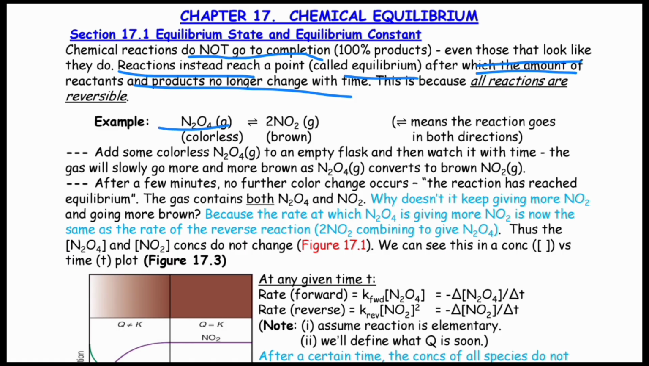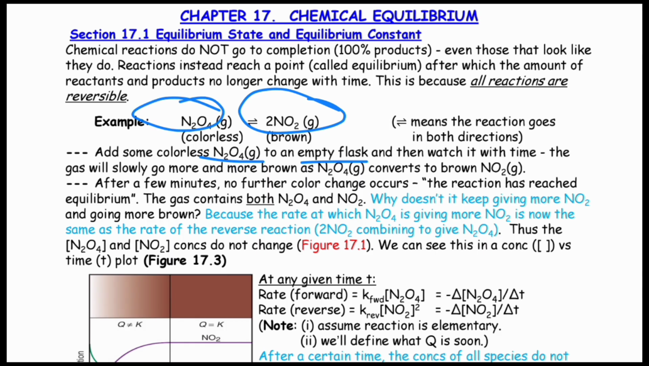Okay, you can see here a reaction, N2O4 converts into NO2. This is colorless and this is brown, which means the reaction goes in both directions, in the forward as well as in the reverse direction. Add some colorless N2O4 in an empty flask, then watch it in time. The gas will slowly go more and more brown as N2O4 converts to NO2, because this has brown color and this is colorless gas. You will see it go from colorless to brown. Okay, after a few minutes no further change in color.